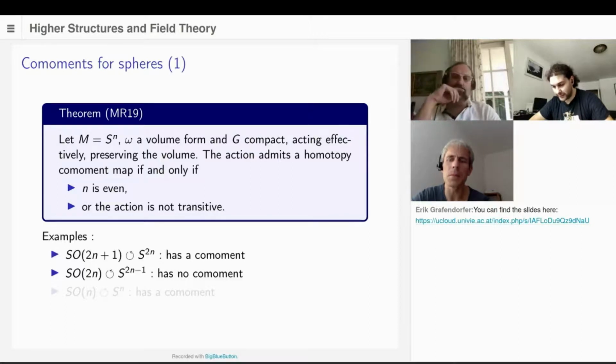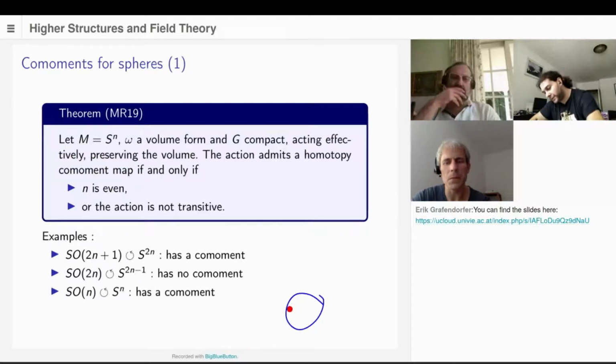So, for instance, the action of SO(n+1) on S^n has a comoment for even spheres, but has no comoment for odd spheres. But for example, the action of SO(n) on S^n, as it has fixed points, always has a comoment.